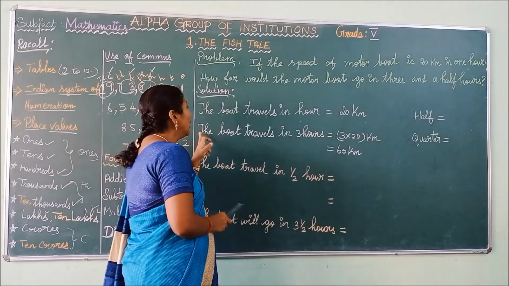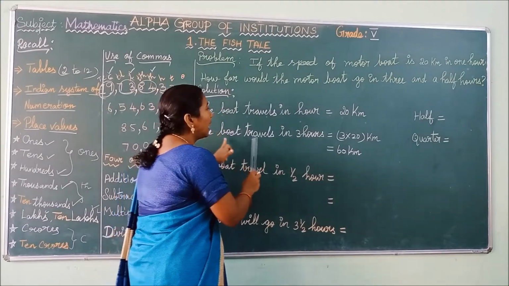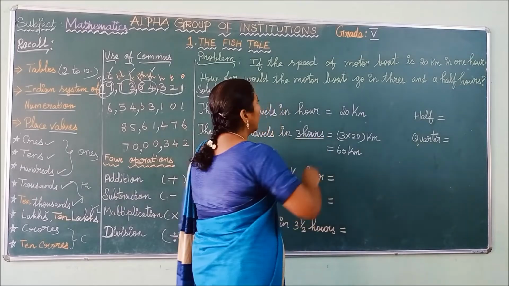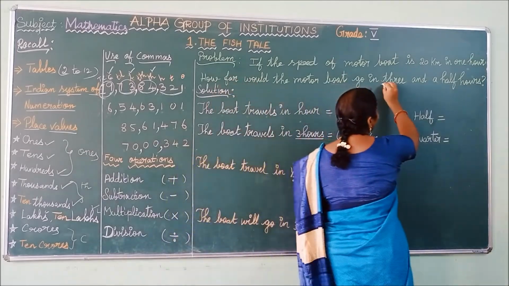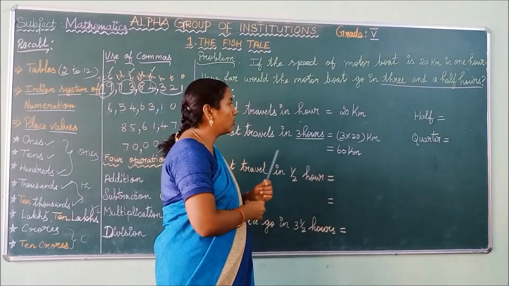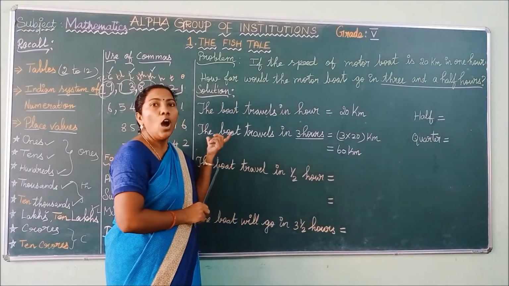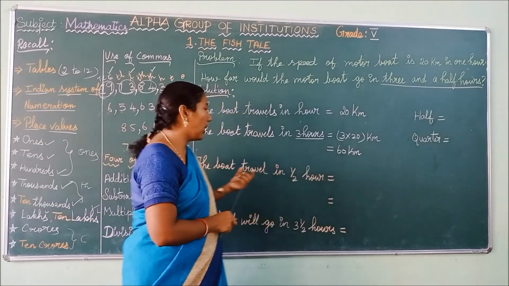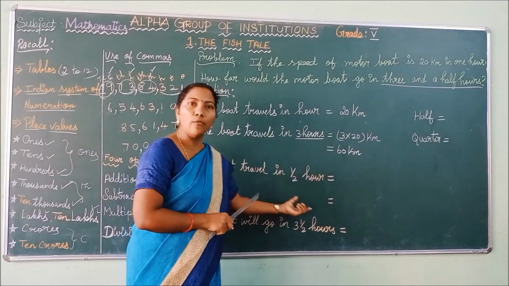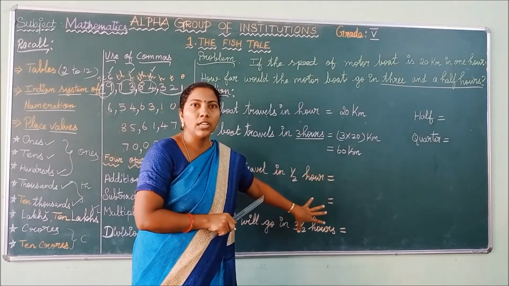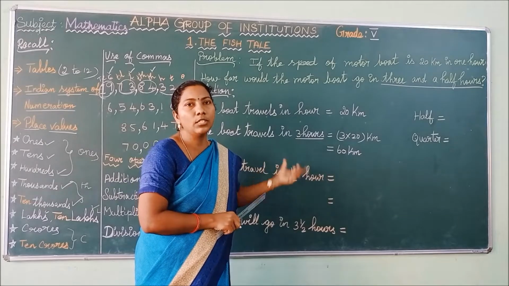Both are right. Next we have to write the boat traveling 3 hours. Why do I write 3 hours here? I have split this 3.5 hours as 3 hours and half an hour. So first I am going to calculate how far the boat travels in 3 hours, and then I am going to calculate how far the boat travels in half an hour. In order to simplify our calculation, I am splitting these hours into 2.